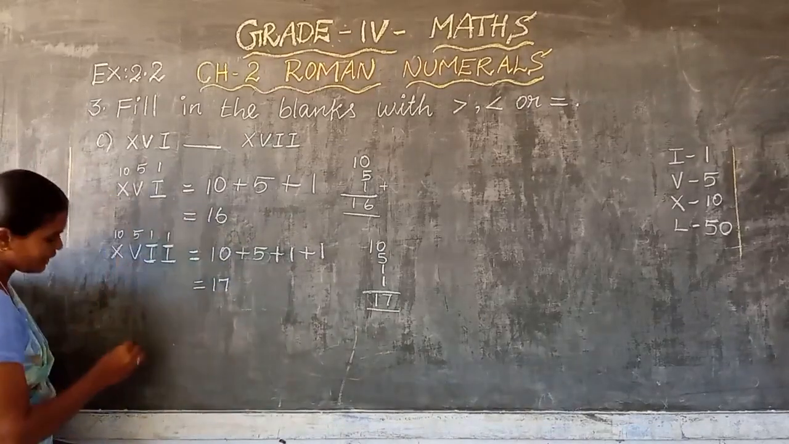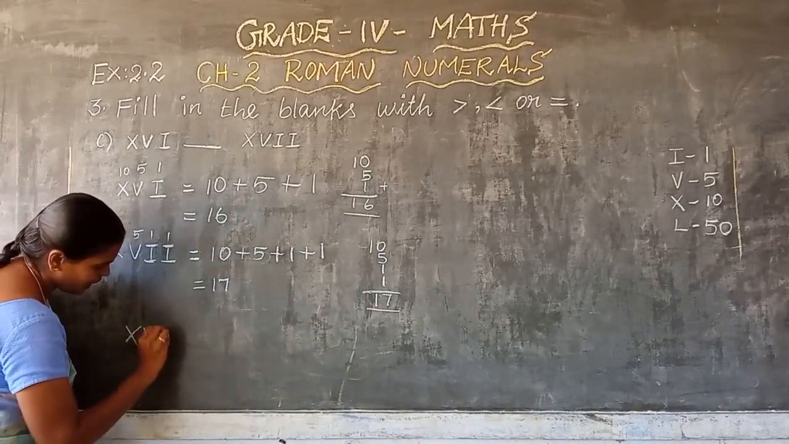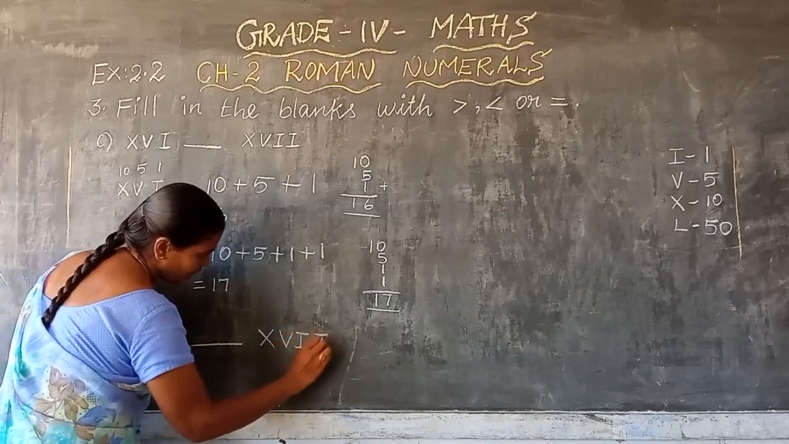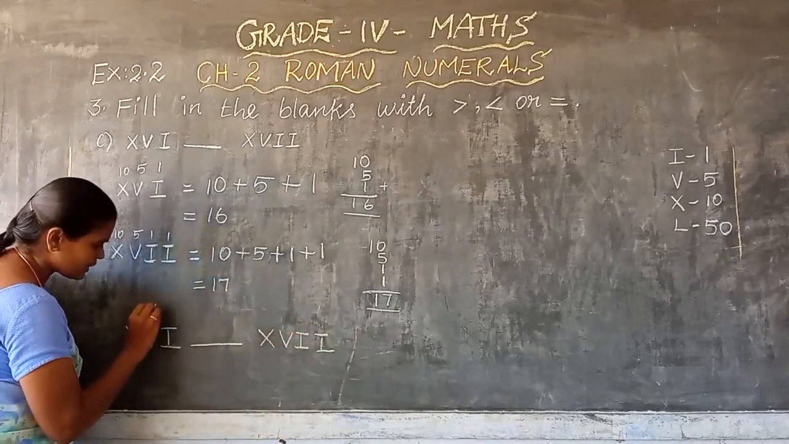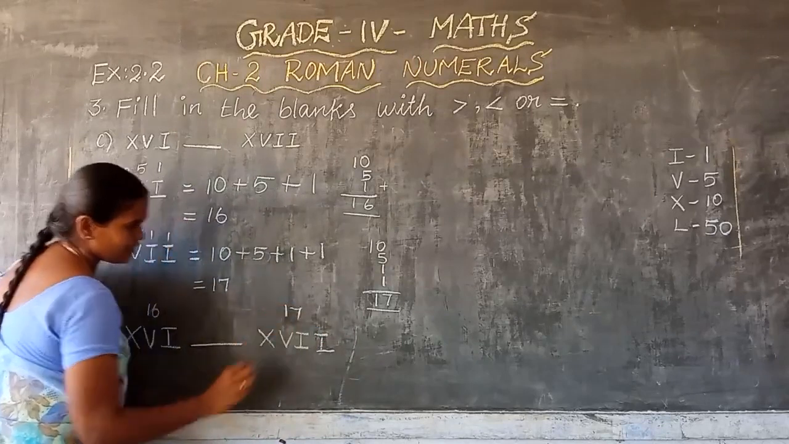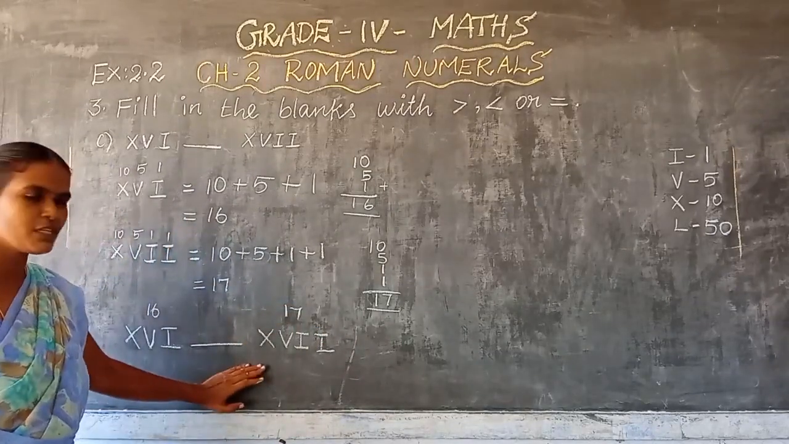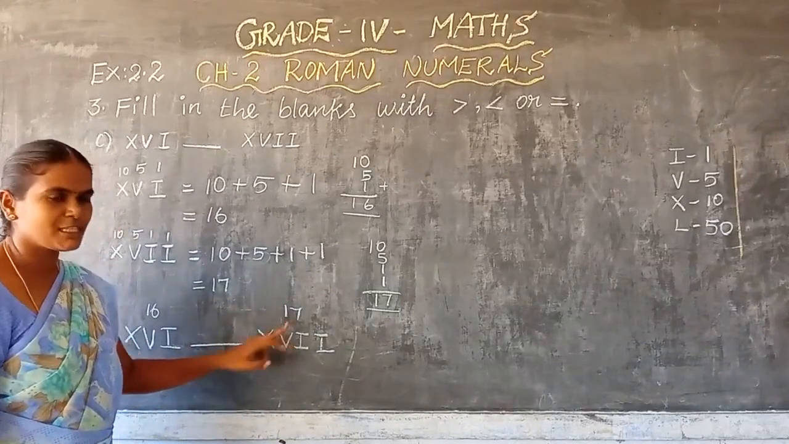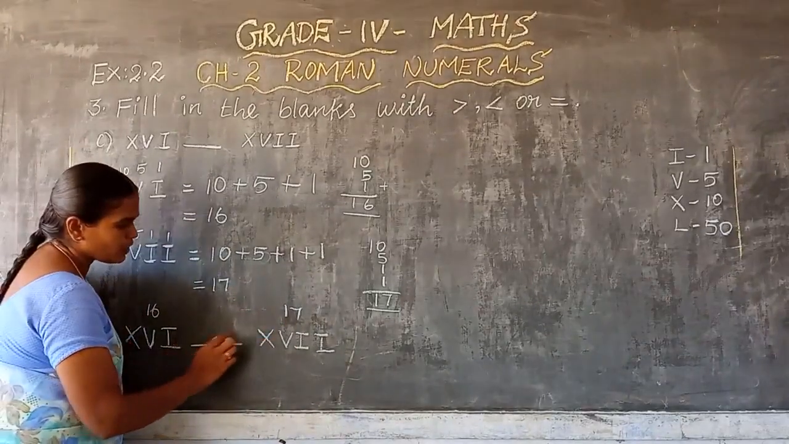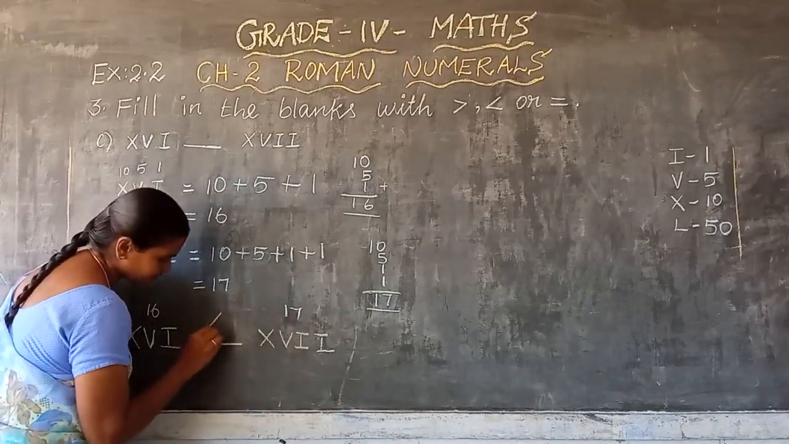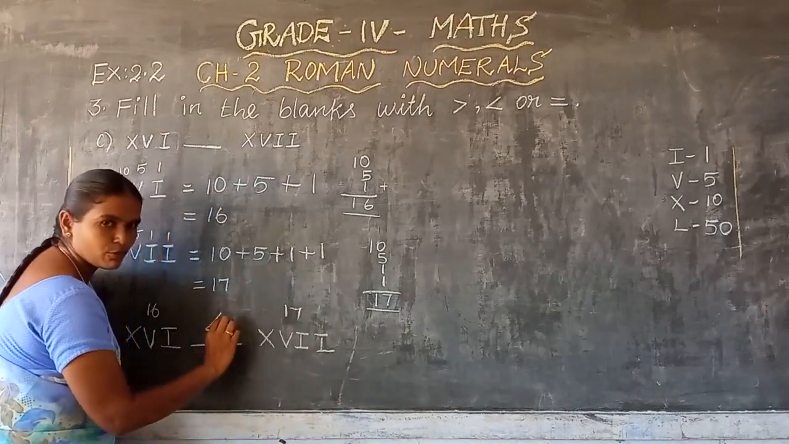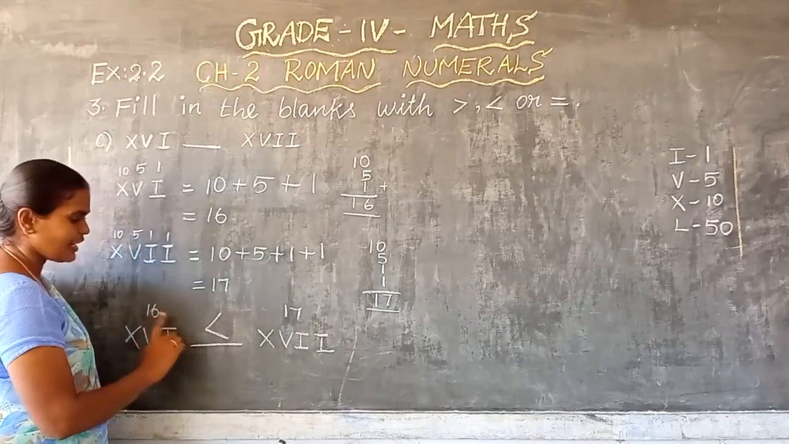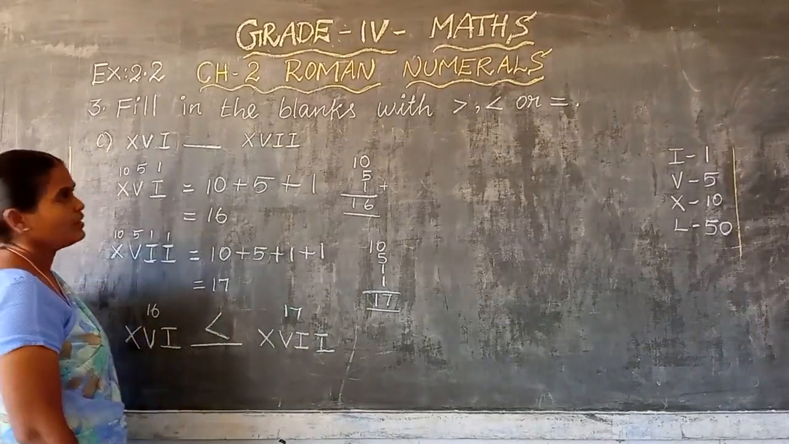Now right here, XVI, XVII. This value 16, this one 17. Here which one is the greater number? 16 or 17? 17 is the greater number. So the mouth opens toward this side, the big number side, big mouth open. So 16 less than 17. Next one.